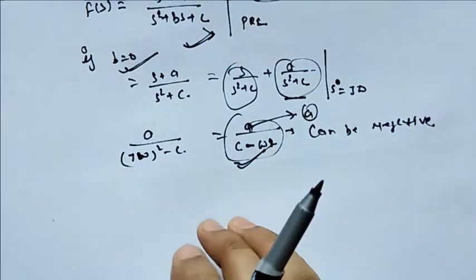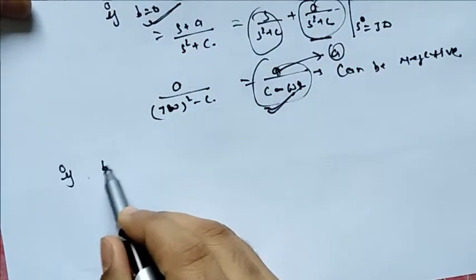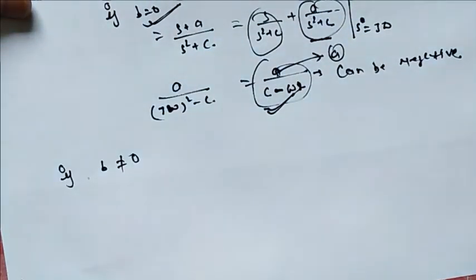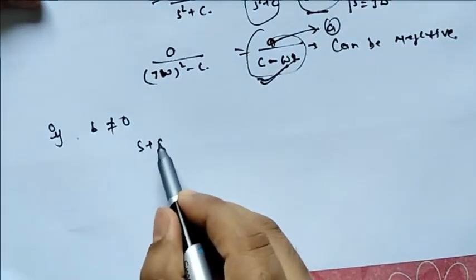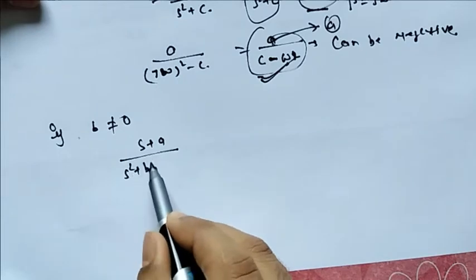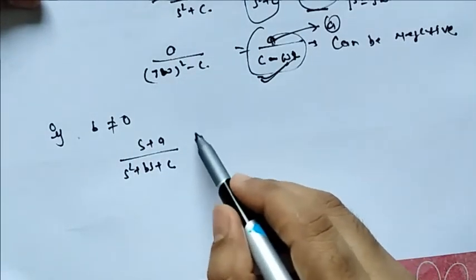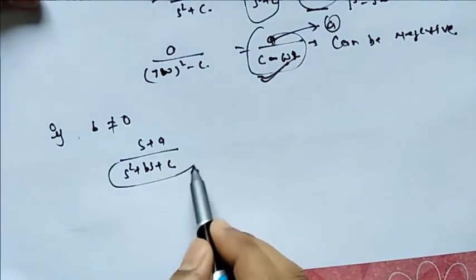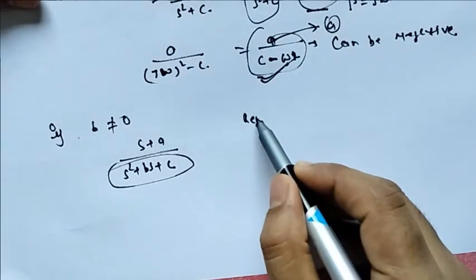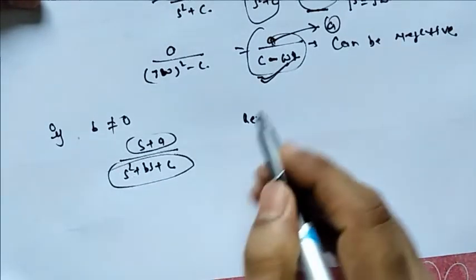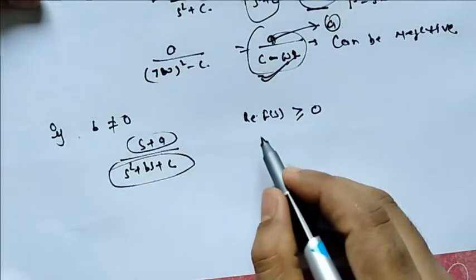Now suppose the second case, if b is not equal to 0, then what will be our equation? Now the equation is s plus a over s square plus bs plus c. Now we need to apply the condition to this denominator. What we need to apply? The real part of F(s) must be greater than 0 or not.